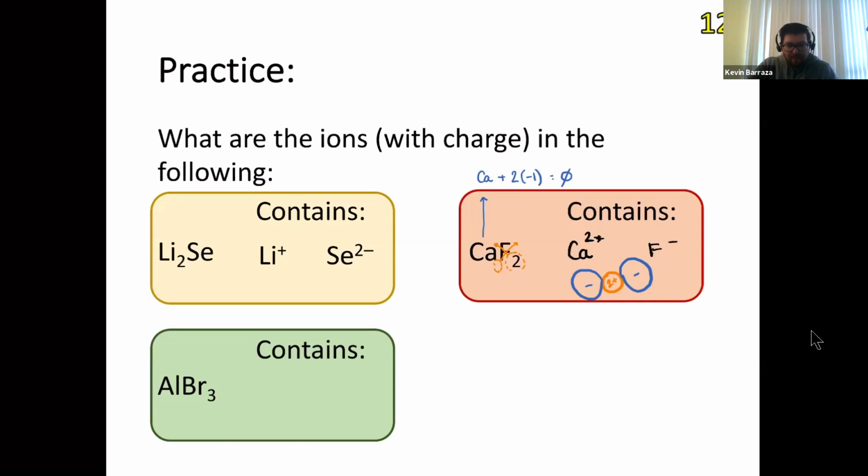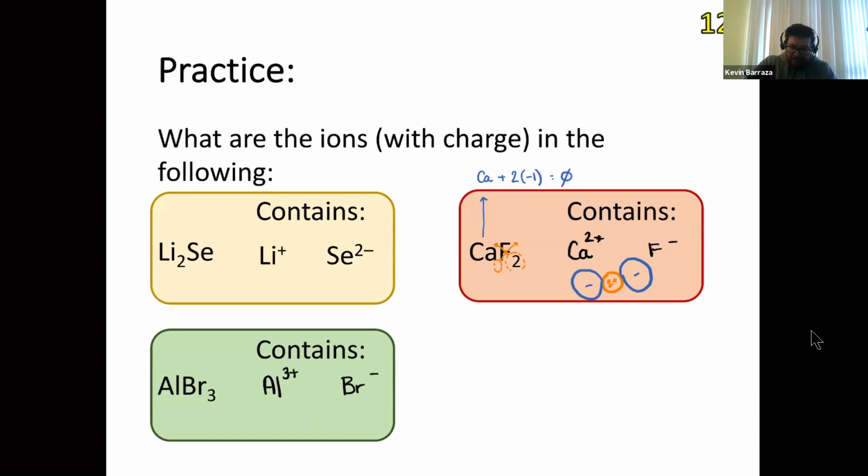And you should have the periodic table. Don't be afraid to reference the periodic table. Where is Al? Where is Br? So it's going to be the Al3+ ion and the Br- ion.